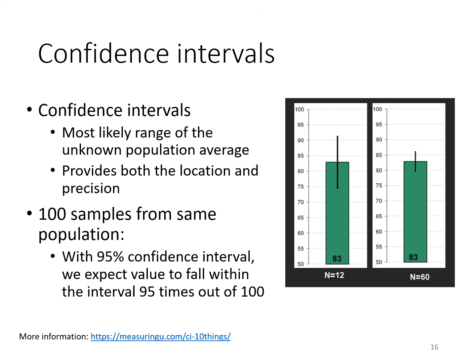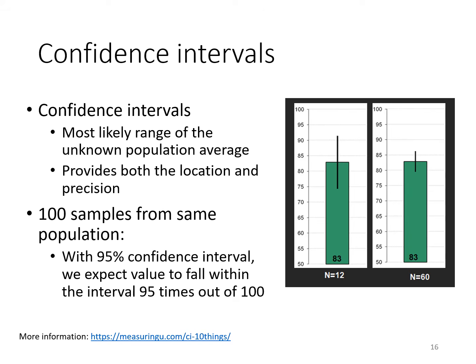So the confidence interval gives us the most likely range of an unknown population average. These provide us with both a location and precision. So for example, if we look at these graphs on the right, these show the 95% confidence intervals around an average exam score. So the exam score average was 83%.